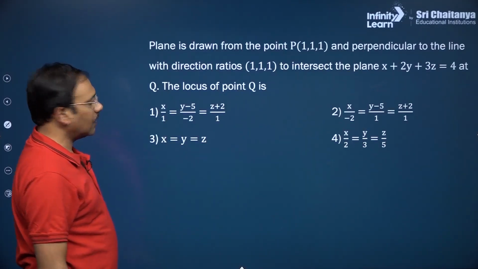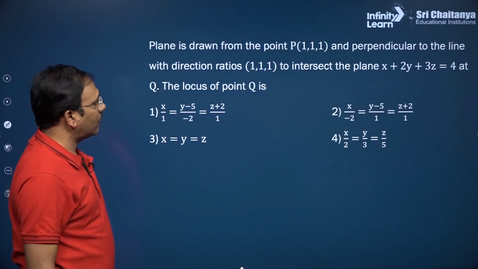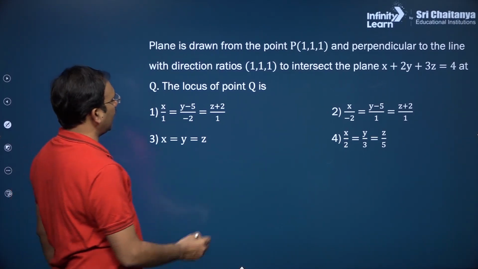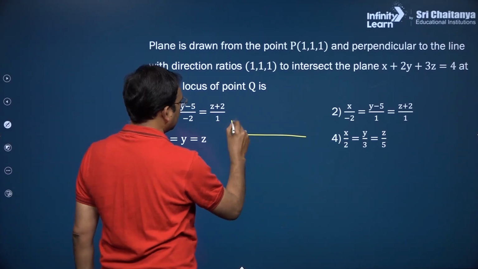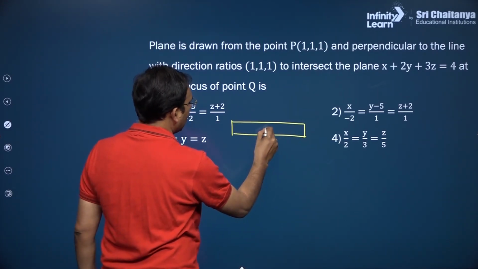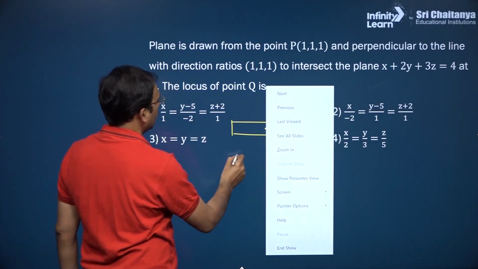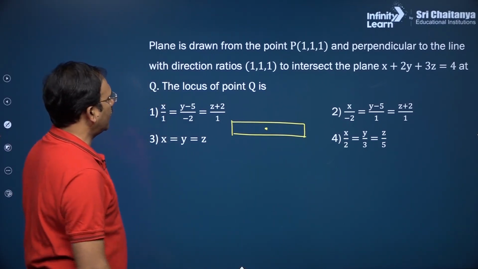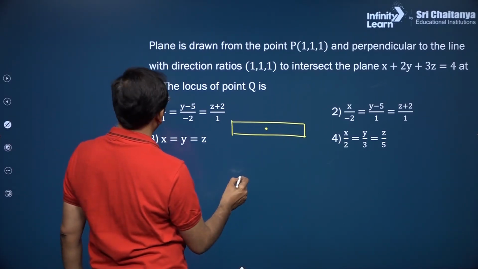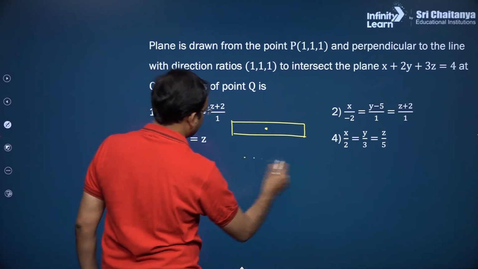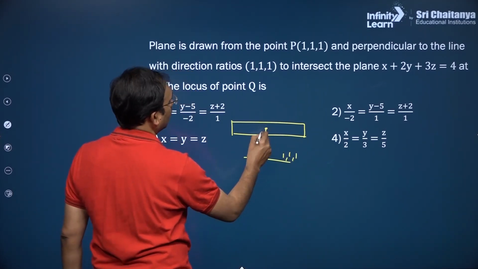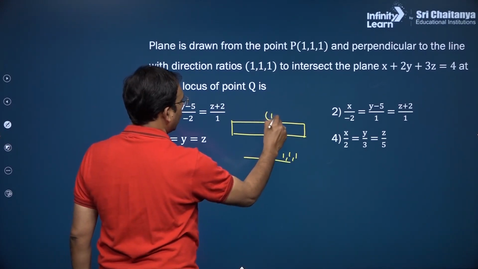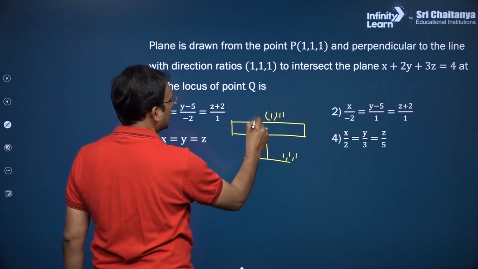Next, a plane is drawn from the point 1 1 1 and perpendicular to the line with direction ratios 1 1 1. So, there is a plane which is drawn from the point 1 1 1, and perpendicular to the line with direction ratios 1 1 1, and this point is also 1 1 1, my dear friends, this point is P.